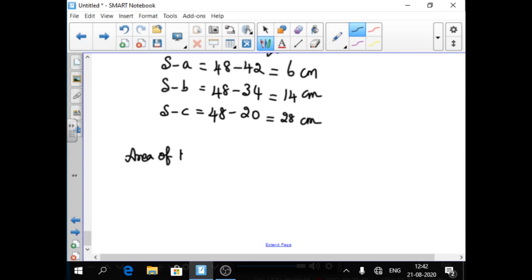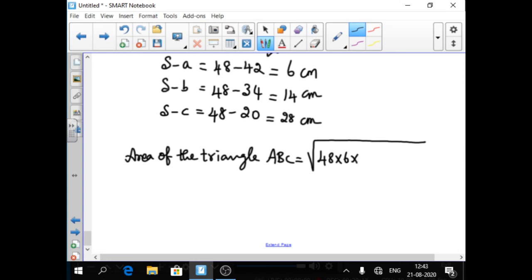Okay. So area of the triangle ABC is equal to root of S into S minus A, S minus B, S minus C. Here S is the value of 48. 48 into 6 into 14 into 28. Okay.